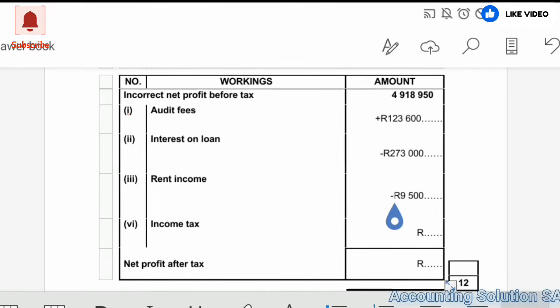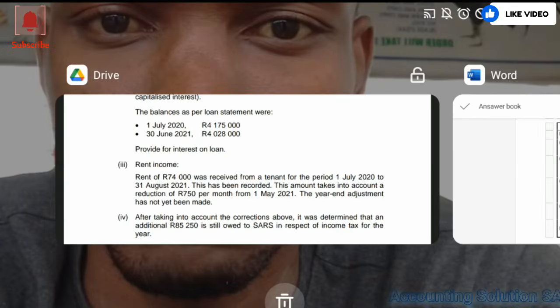Okay. Then let's proceed. We are done with rent income. So this question on rent income alone contains 5 marks. So make sure that you master your rent income calculation, because it's gonna contain a lot of marks. Okay, let's proceed. Okay, the next one is income tax.